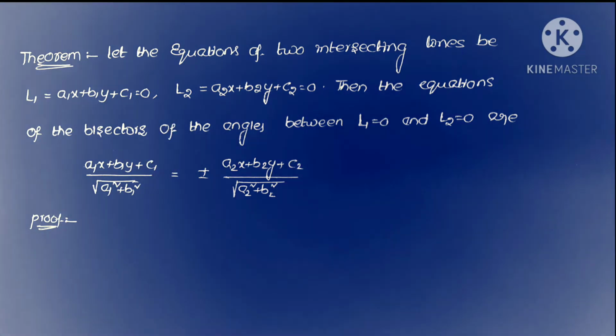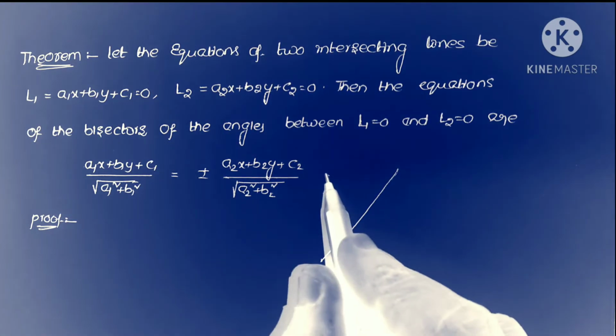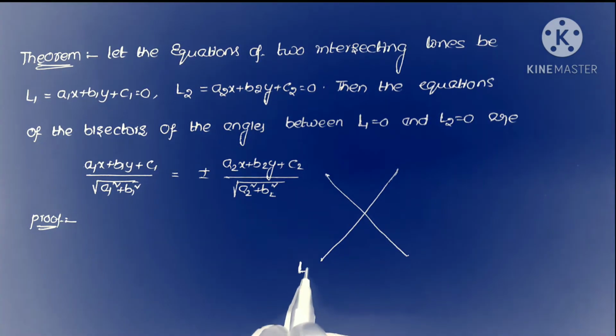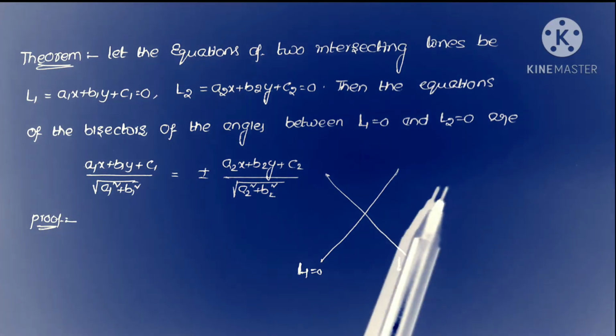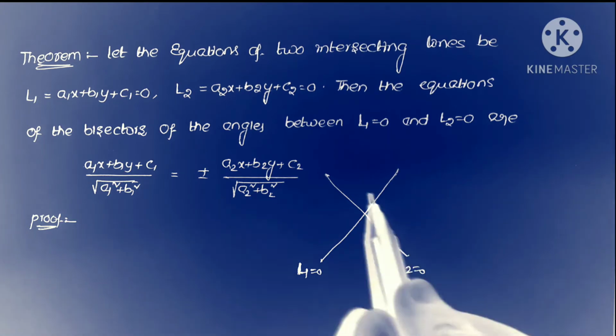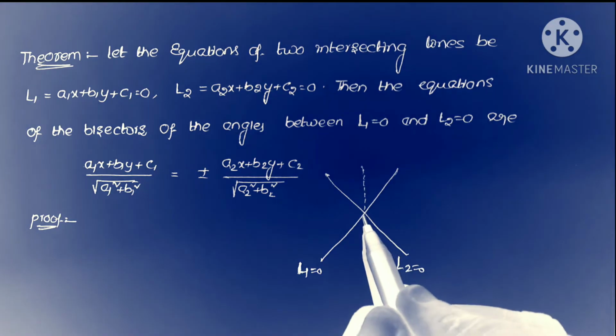So let the equations of two intersecting lines be given. Suppose these are the intersecting lines. The first one is L1 equals 0 and the second one is L2 equals 0. Now what is the given quotient? The equations of bisectors of the angle. So this is the line that bisects the angle between the two given lines.